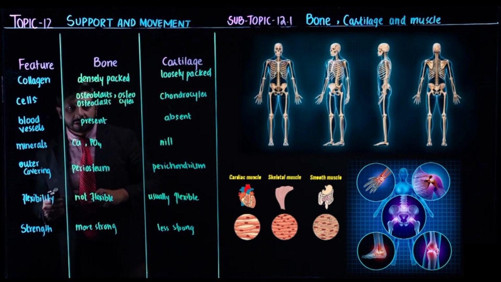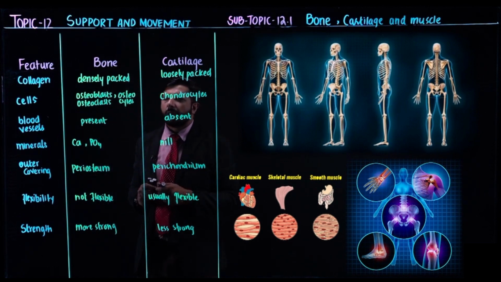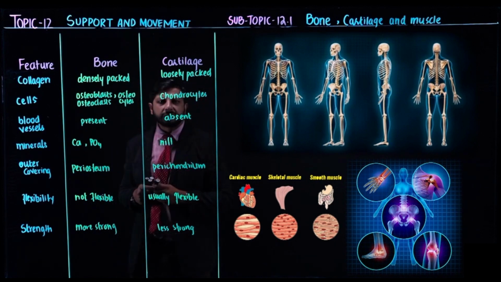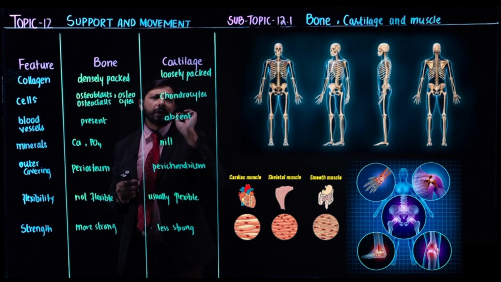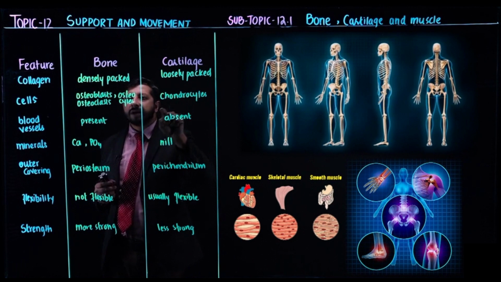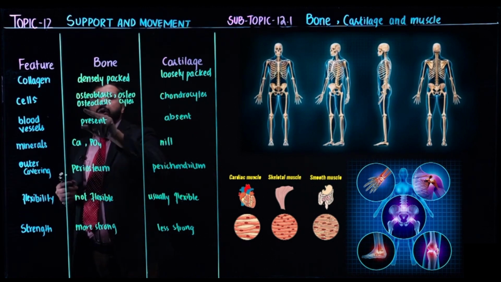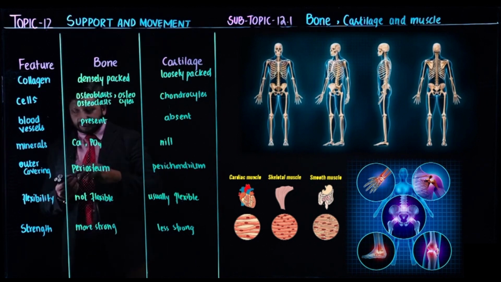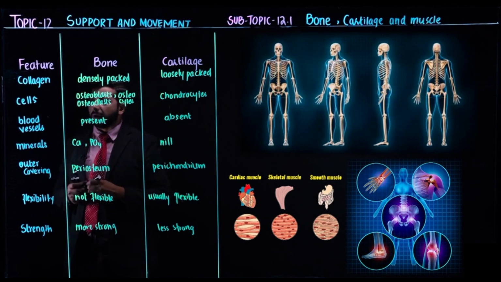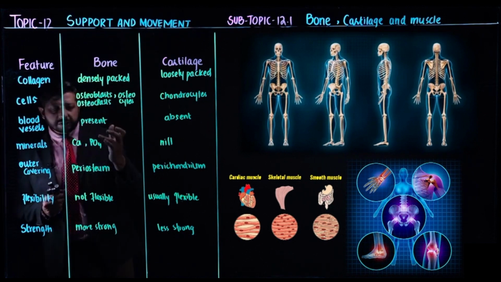The type of the cells: the bone has three different types of cells, namely osteoblast, osteoclast, and osteocytes. While the cartilage has only one type of cells, only and only the chondrocytes, the mature cartilage cells. Osteoblasts, the bone-forming cells. Osteocytes, the mature bone cells. Osteoclasts, the bone-dissolving cells. Clear?